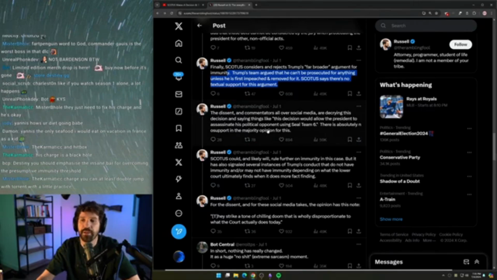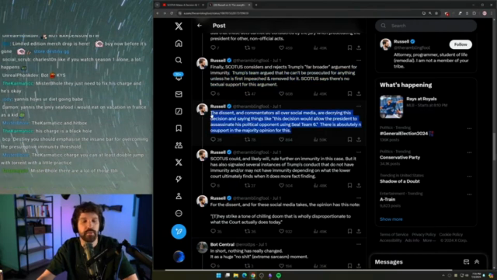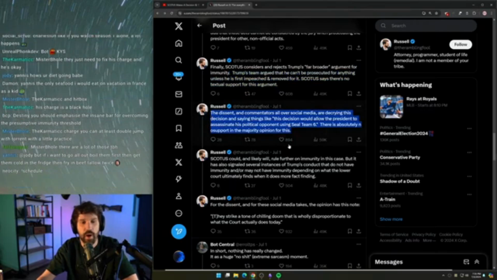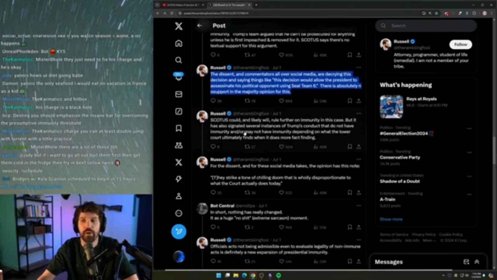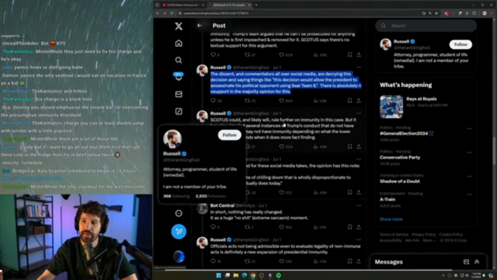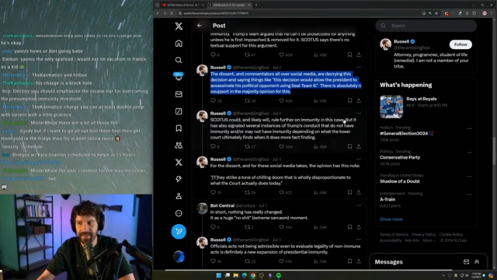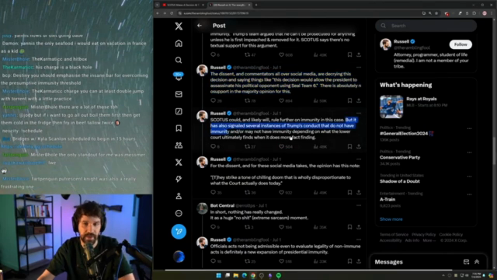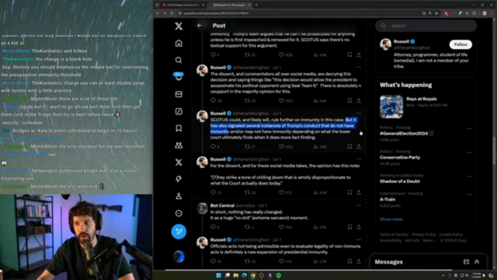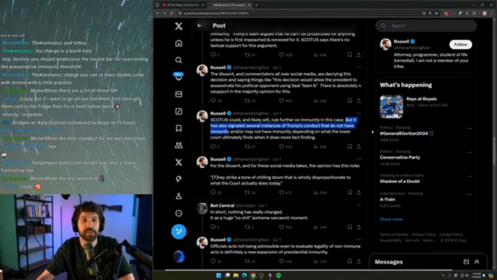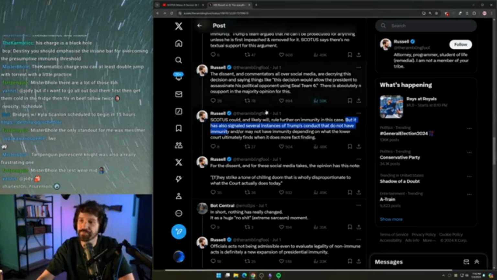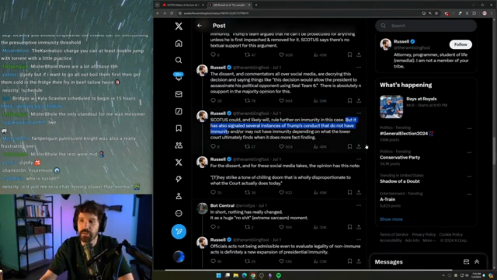There is absolutely no support in the majority opinion for this. Then the question is, why didn't Roberts address that? SCOTUS could and likely will rule further on immunity in this case, but it has also signaled several instances of Trump's conduct that do not have immunity. And no, they didn't signal a single act that wouldn't have immunity, clearly. Only in the concurring opinion did Justice Barrett suggest that some act would clearly be non-official and or may not have immunity, depending on what the lower court ultimately finds when it does more fact-finding.